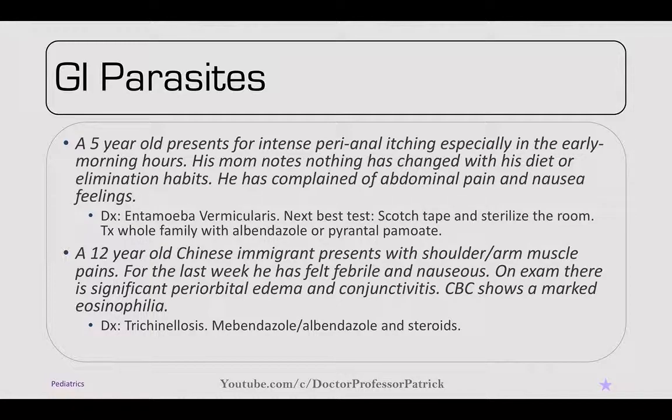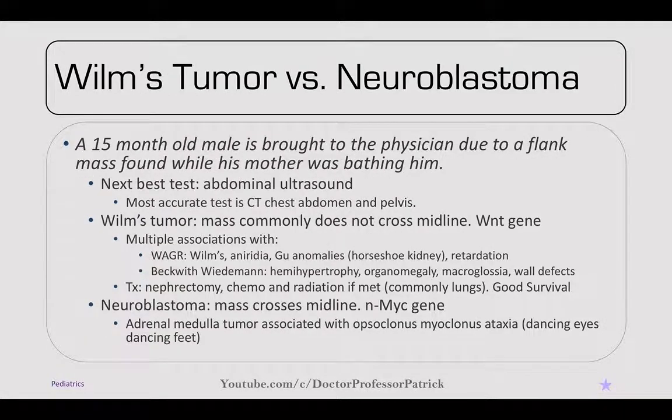Next, we've got a 12-year-old Chinese immigrant who presents with shoulder and arm muscle pains. For the last week, he's felt febrile and nauseous, and on exam, there's significant periorbital edema and conjunctivitis. CBC shows marked eosinophilia, and the eosinophilia, periorbital edema, and muscle aches is classic for trichinellosis, and you can treat with mebendazole or albendazole and steroids.